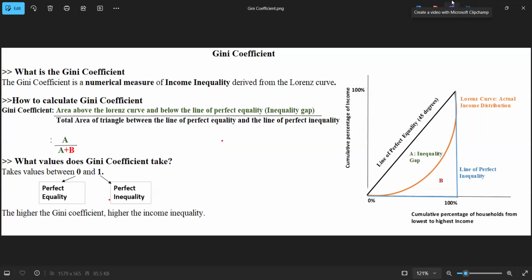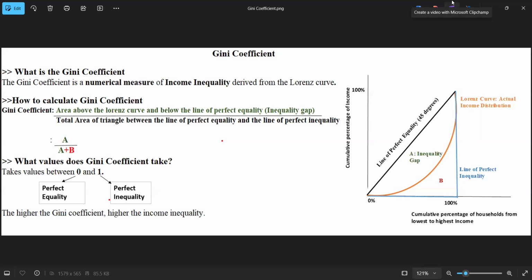So now how do we calculate the Gini coefficient? To calculate the Gini coefficient, in the numerator, we take a measure of the area that represents the deviation from the line of perfect equality. So we're going to take our inequality gap as the area above the Lorenz curve and below the line of perfect equality. And the denominator is going to be the total area of the triangle, which is between the line of perfect equality and the line of perfect inequality.